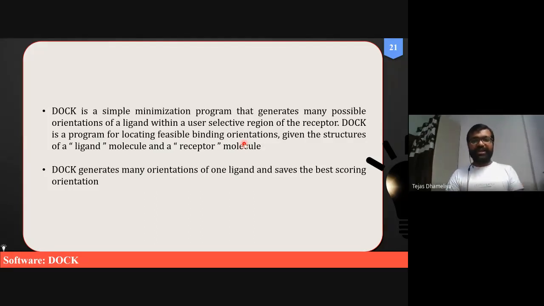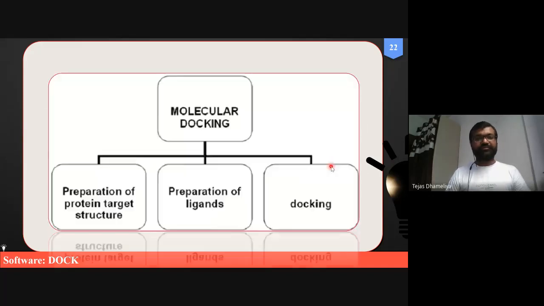Okay, so I hope I am able to make it clear that it is a software which will generate a number of orientations of a ligand in the active site, and then it will save each respective pose and score. That way we can work it out. So this is basically molecular docking. It is generally carried out in 3 steps.